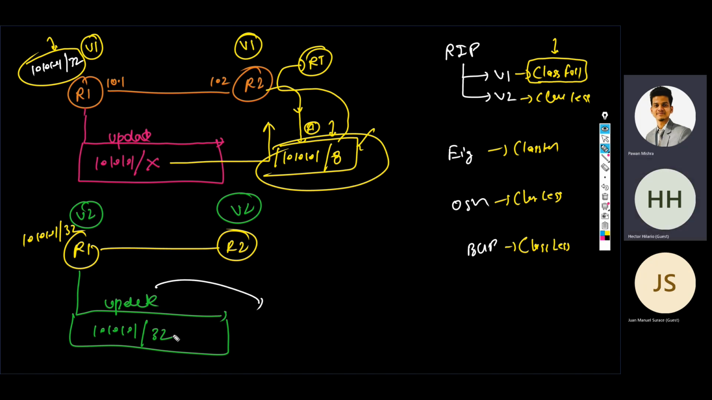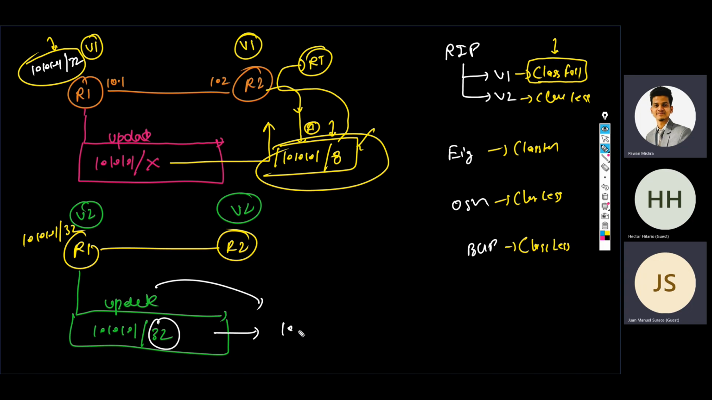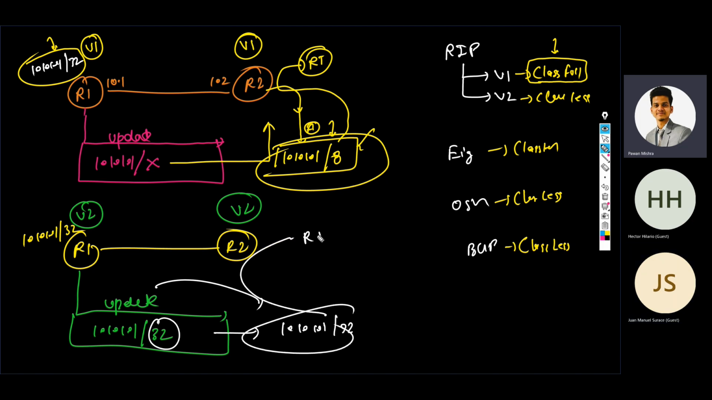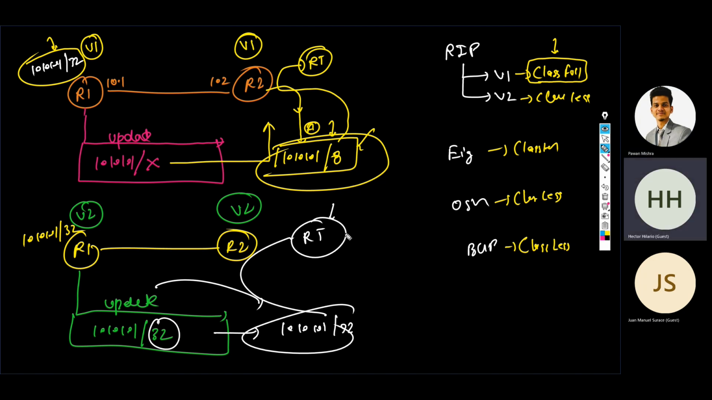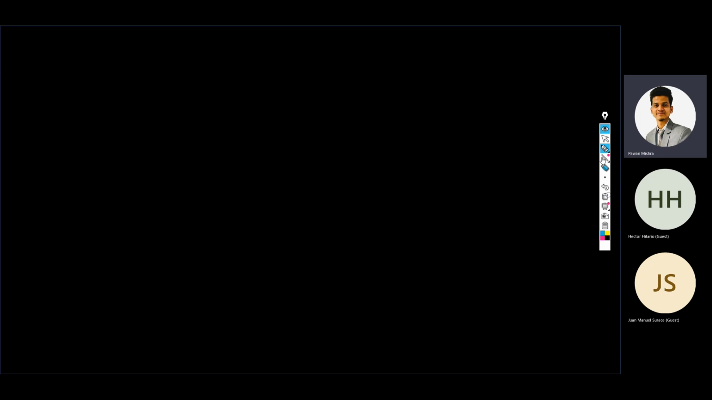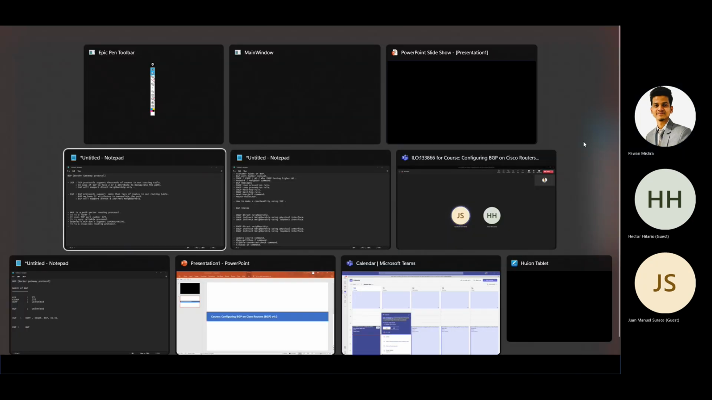In classless routing protocols, they share the subnet mask. It means once R2 receives the route 1.1.1.1/32, exactly the same route will be installed in the routing table. Clear? So this is the difference between classless and classful.